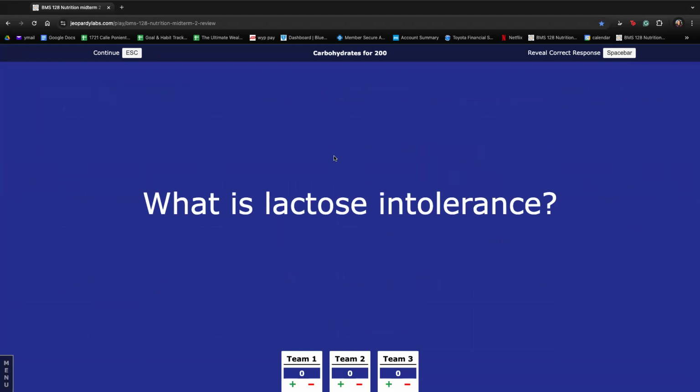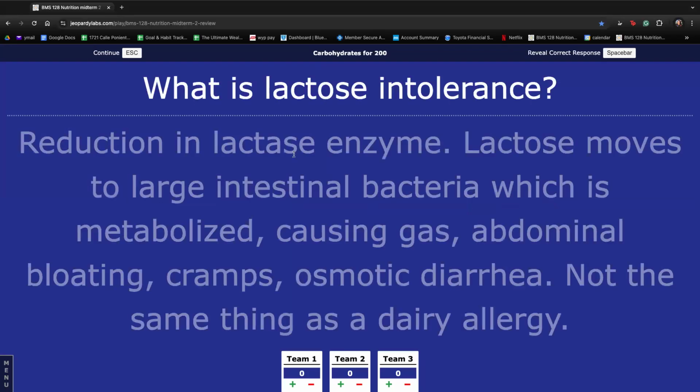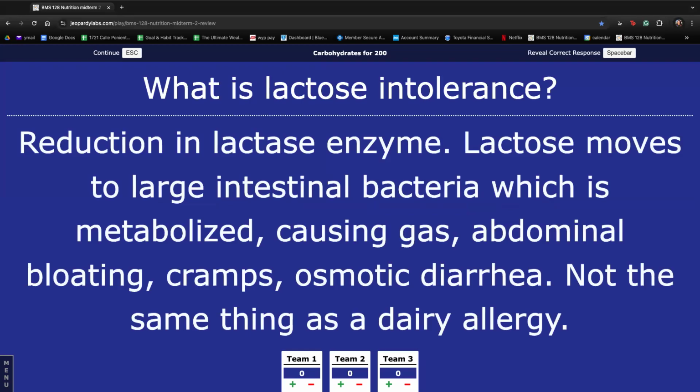What is lactose intolerance? The body can't process the protein for lactase, so it's unable to digest dairy. You're not able to break down lactose. Lactase is actually the enzyme. The sugar that isn't broken down is lactose. And so people who are lactose intolerant don't produce enough lactase enzymes.